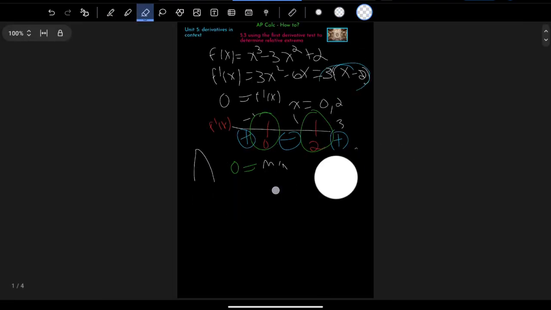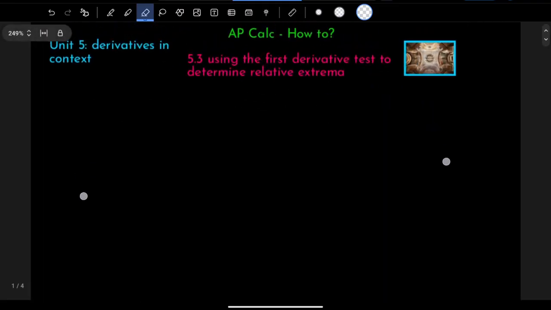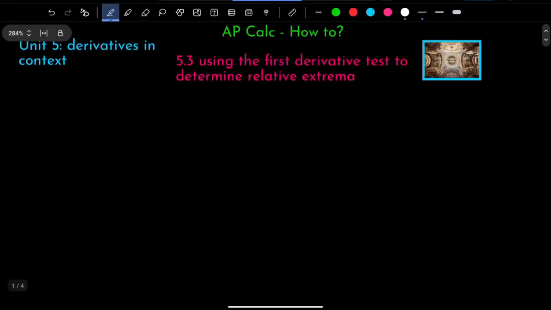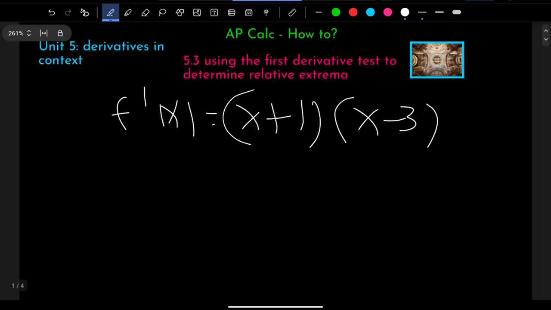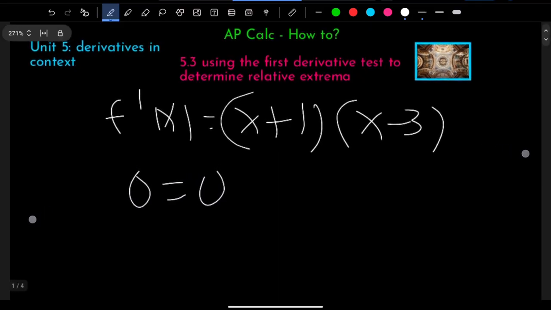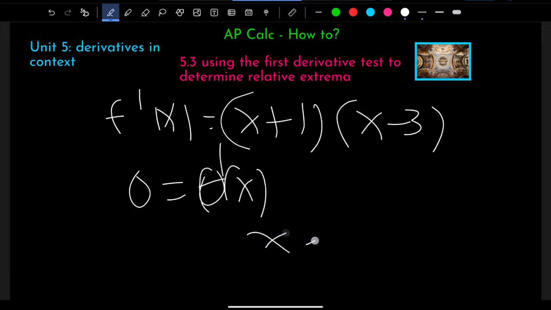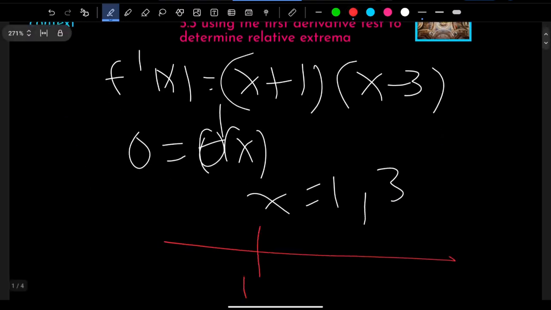Now, example number 2. We have f prime of x equals x plus 1 times x minus 3. Determine where f has a local maximum or minimum. Let's say we're going to set it equal to 0. And then this is true when x equals negative 1 and 3. Let's do this again. We have our chart, negative 1 and 3. Plug in values in between. Go ahead and pause it. Give it a try. Okay.